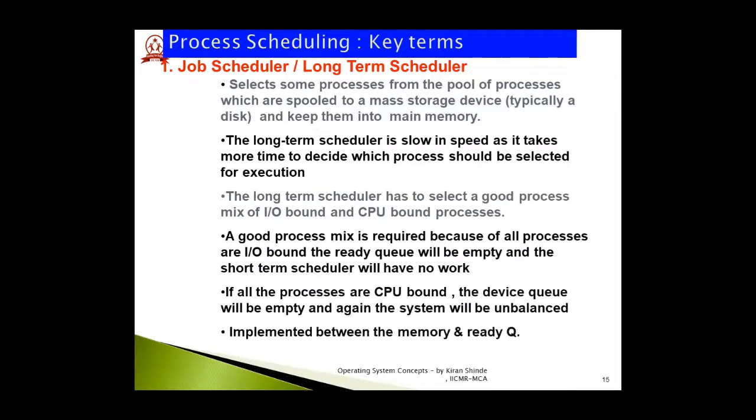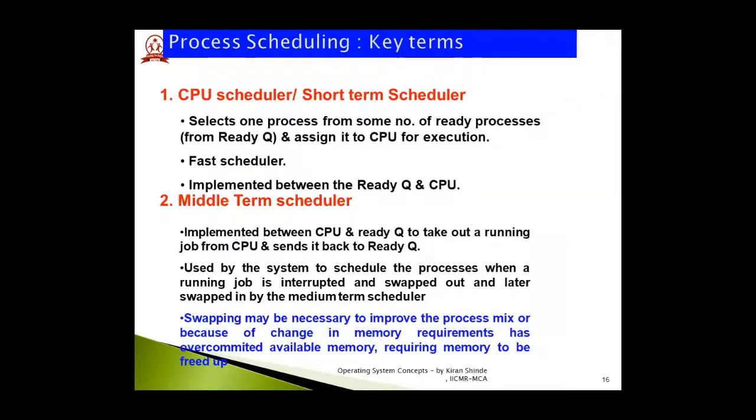So if all the processes are CPU bound, the device queue will be empty and again the system will be unbalanced. That's what I just stated some time ago. And the long-term scheduler is implemented between memory and the ready queue.